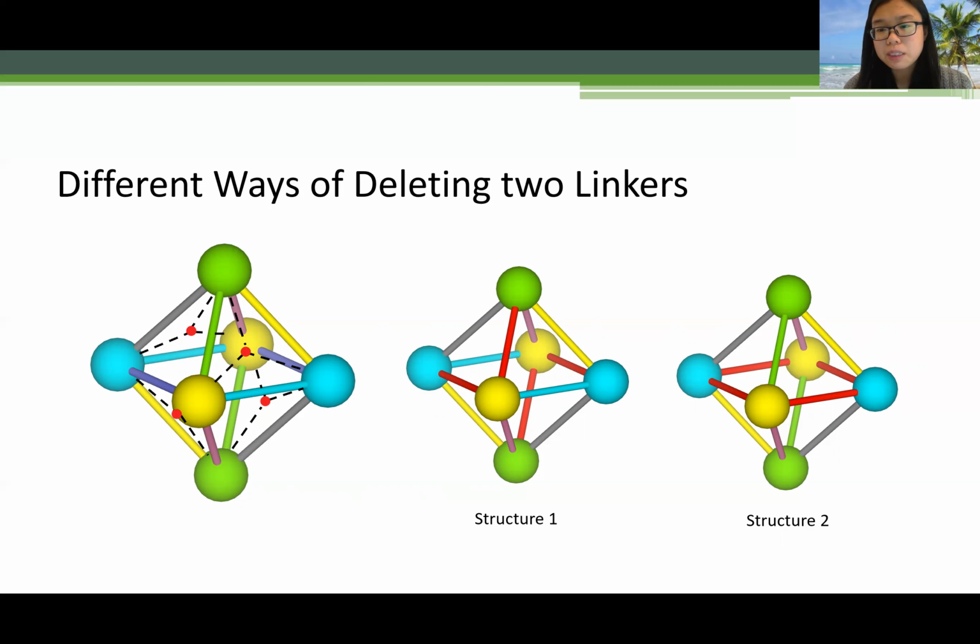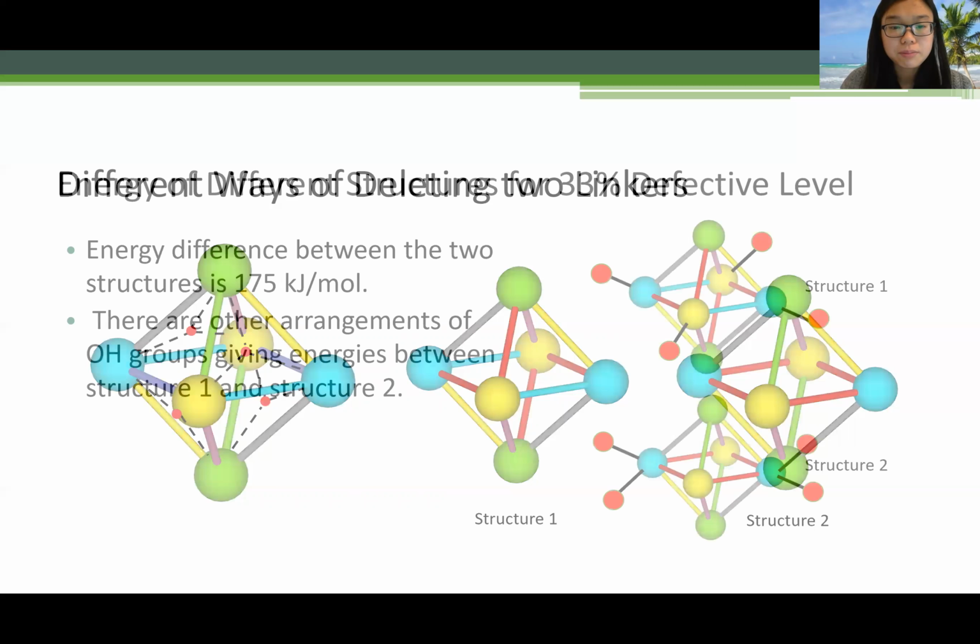In the middle is structure 1. Those red lines represent deleted linkers. The second structure is shown on the right. Both of the deleted linkers are connected to the yellow and blue zirconium. Calculations prove that the favorable way of deleting linkers is structure 1.